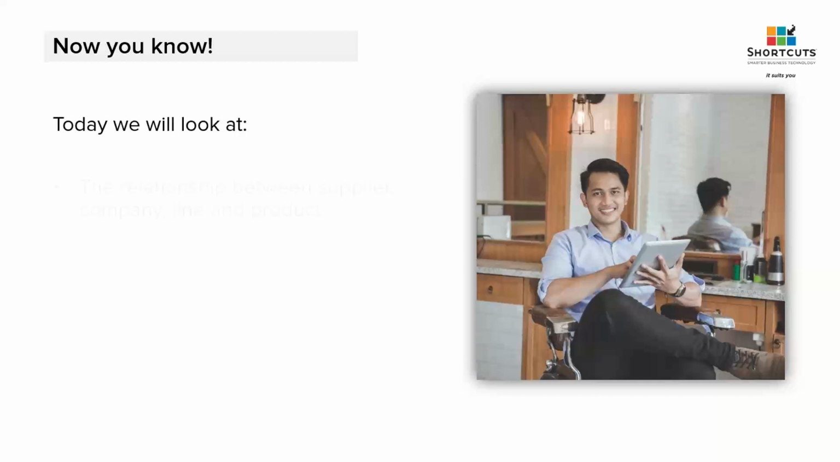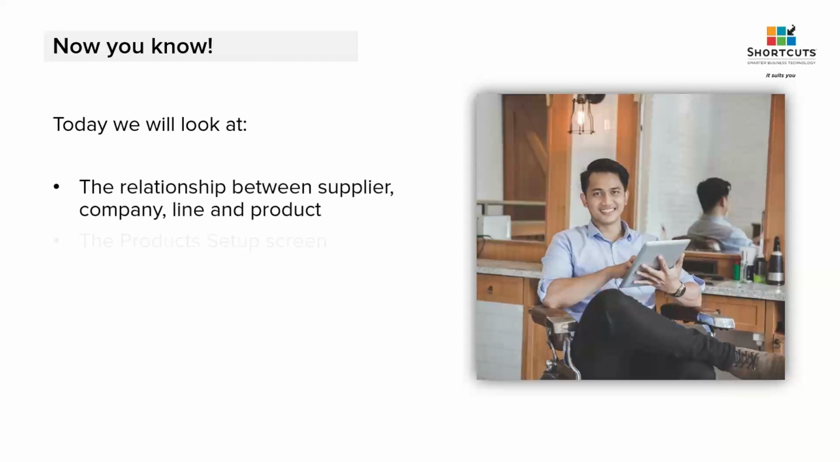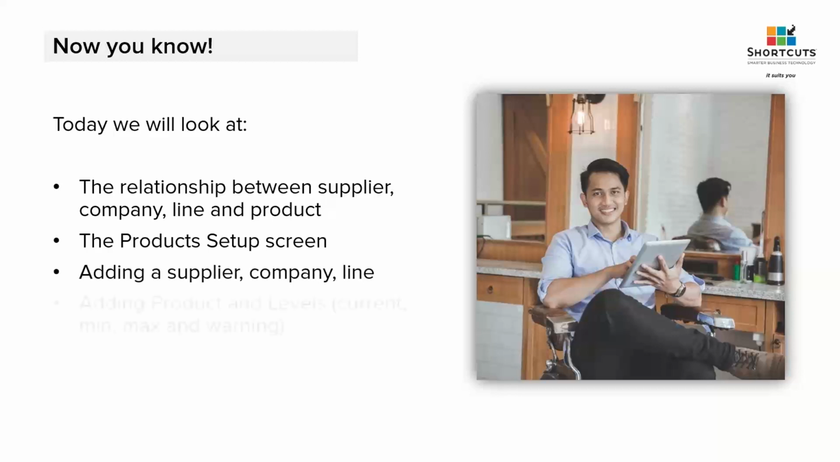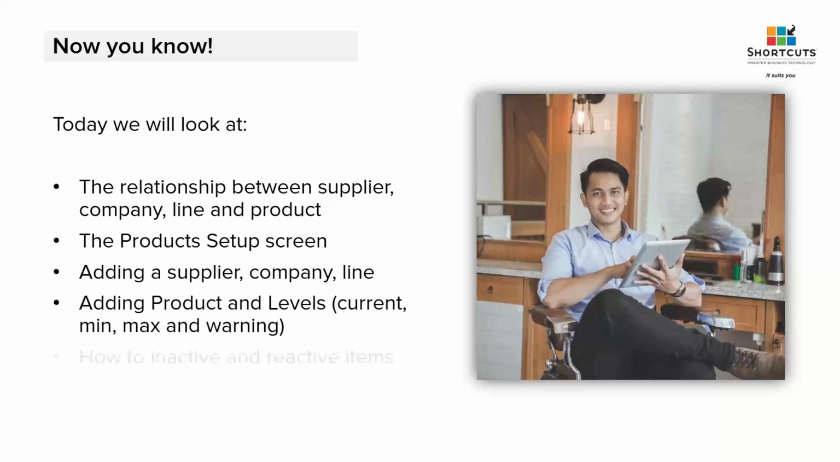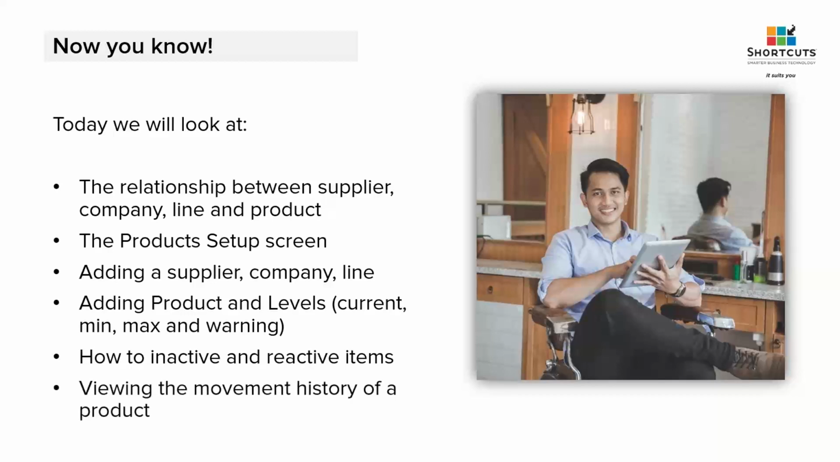So now you know a little bit more about the basics. How does Shortcuts track everything? What is a supplier, company, line, and individual product? How do you add those? How do you update those? How do you make them inactive? And of course, how do you track their history?